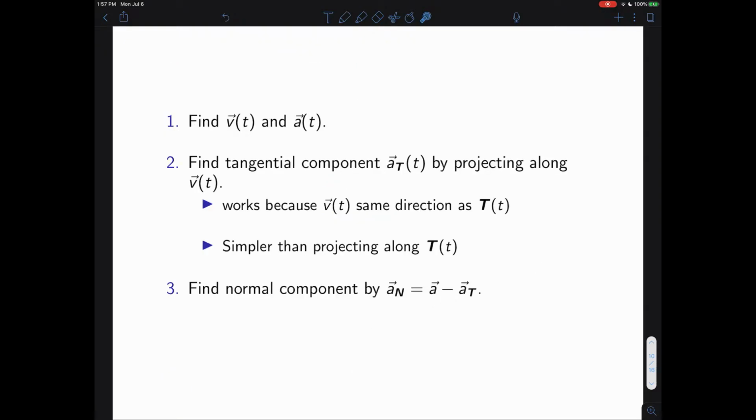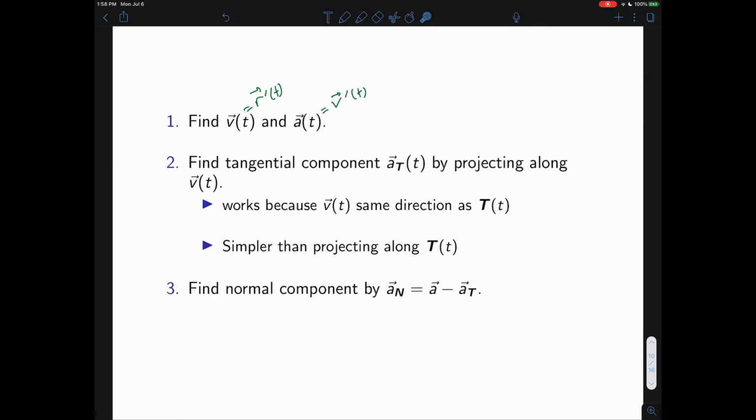So to recap, if we want to find this decomposition of the acceleration vector, starting from a given position function, we would start by differentiating to find v of t, that's r prime of t, and then we would differentiate again, find v prime of t, the second derivative of the position, to find the acceleration vector. And then to find the tangential component, we would project along v of t.